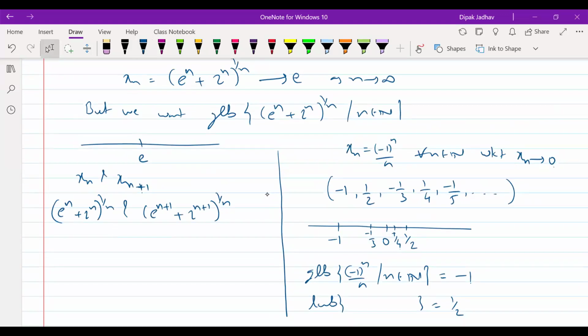What I suggest, let us observe. What is this e^n + 2^n? So e^n and e^n + 2^n. What is the relation between these?